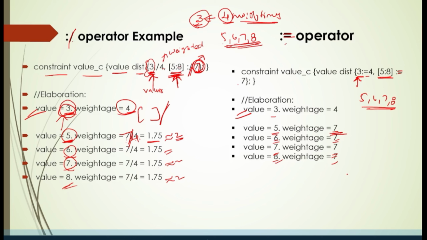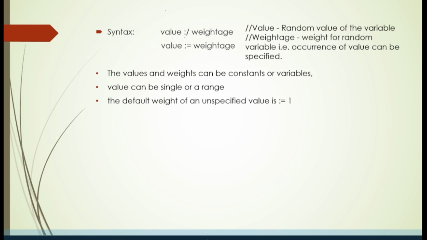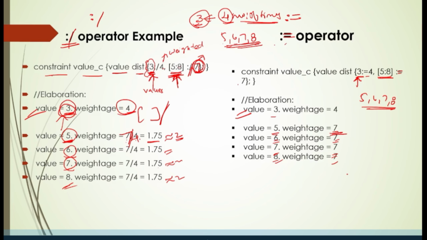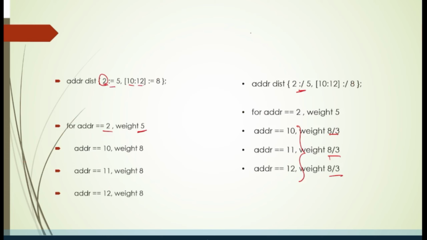For this dist keyword, you will be using two kinds, which is this and this, that is colon slash and colon equal to. Clear? So this is about the implication operator, and the dist keyword within your SystemVerilog, within your constraint. So this is another kind.